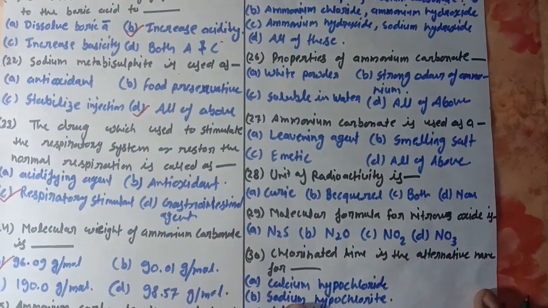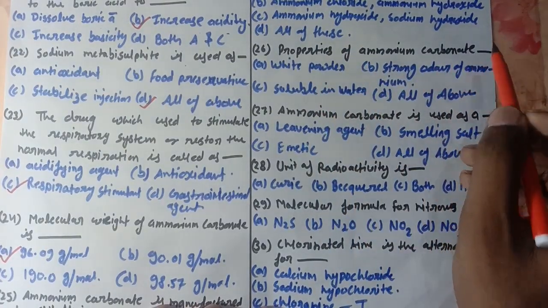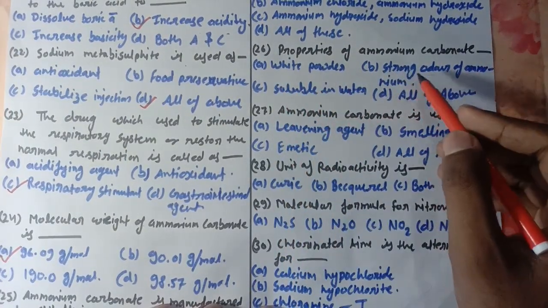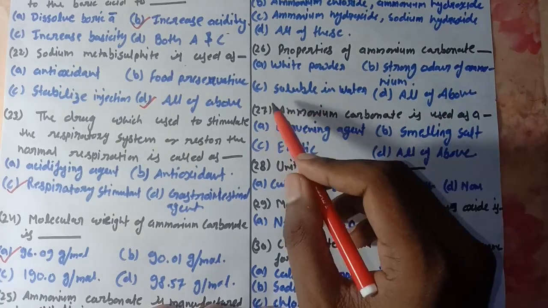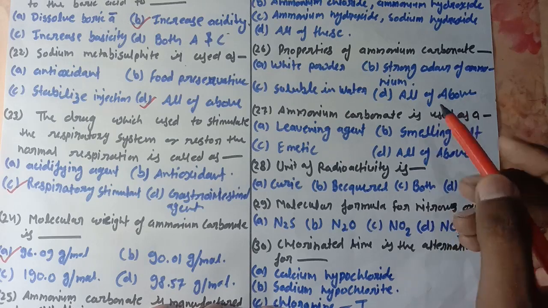Question number 26. Properties of ammonium carbonate: option A, white powder; option B, strong odor of ammonia; option C, soluble in water; option D, all of above. So the answer is D, all of above.